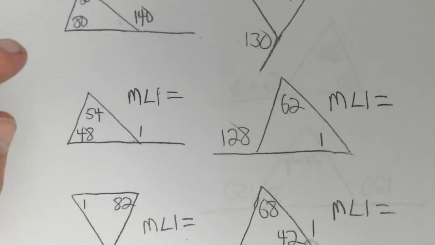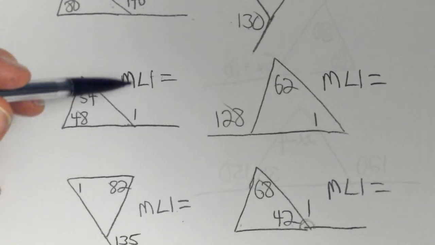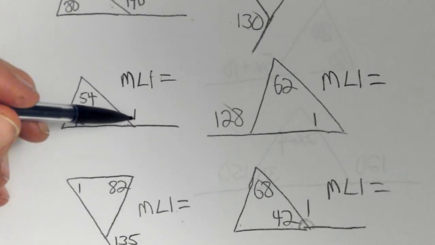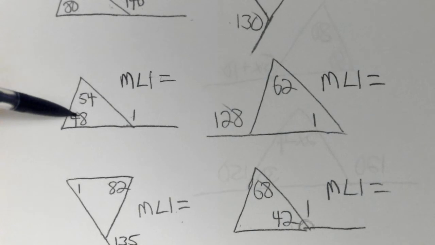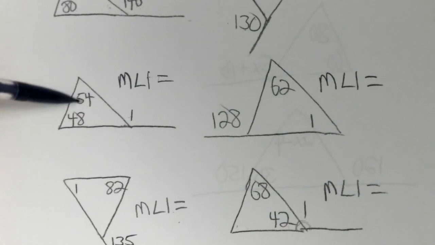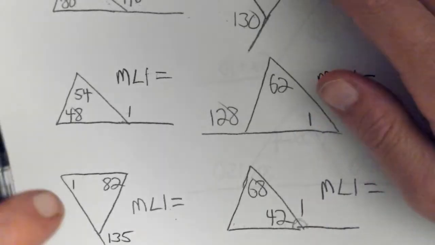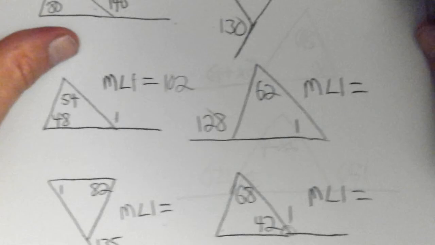Okay? So let's actually practice some problems now. Let's say I wanted to find the measure of angle 1, which is here. Alright, so angle 1 is an exterior angle. It should be equal to the sum of these two remote interior angles. So if I add these two up, I should have the answer. 54 plus 48 is going to add up to 102. So the measure of angle 1 is 102.